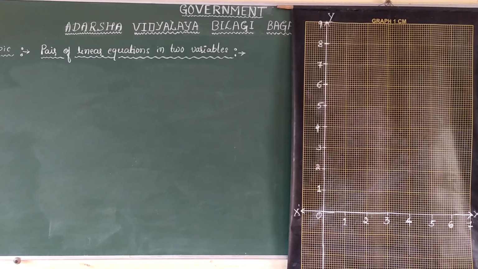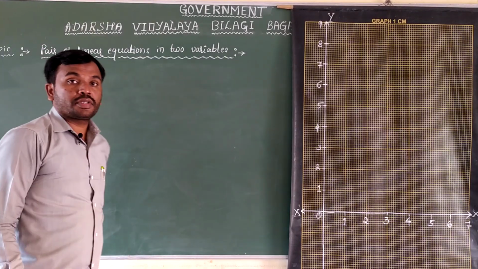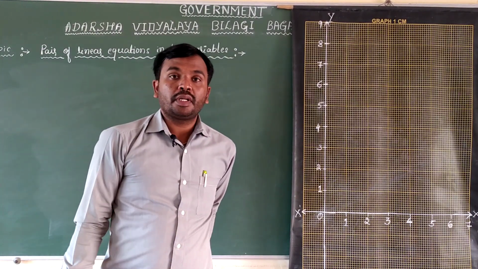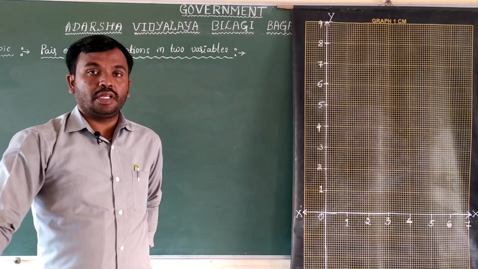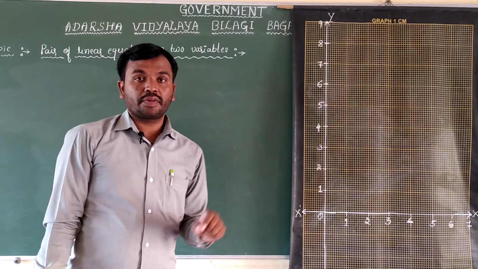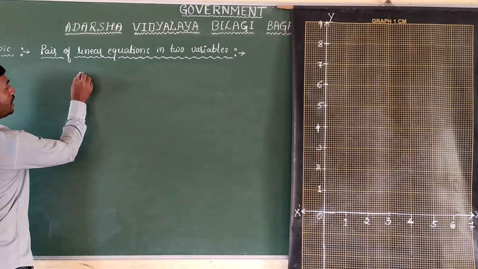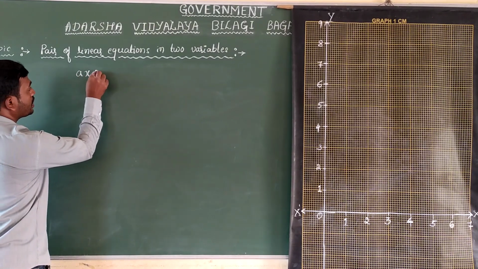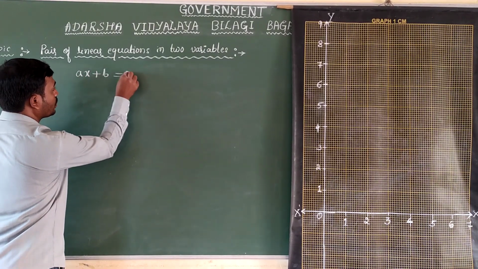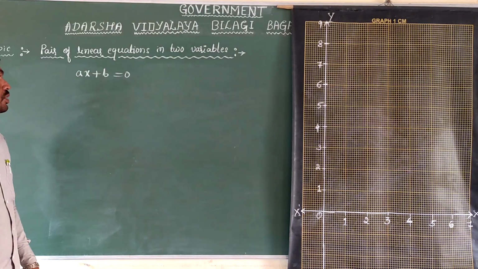Okay, children, today in this class we will discuss the pair of linear equations in two variables. Before going to discuss this one, let us understand what is a linear equation, and then we will go for the pair of linear equations. Here, a linear equation in one variable is ax plus b is equal to 0.